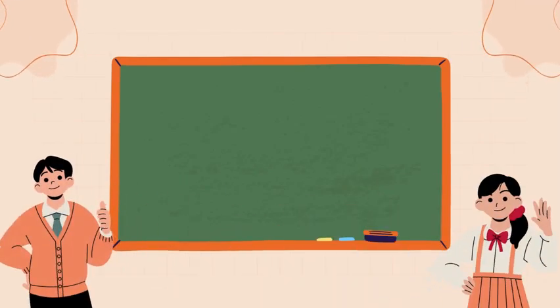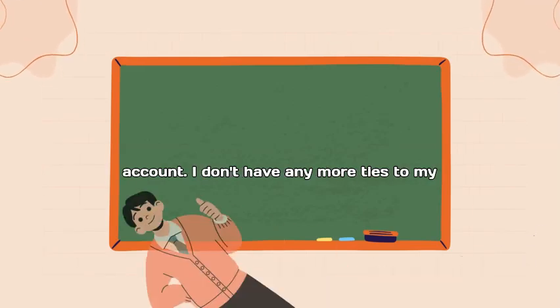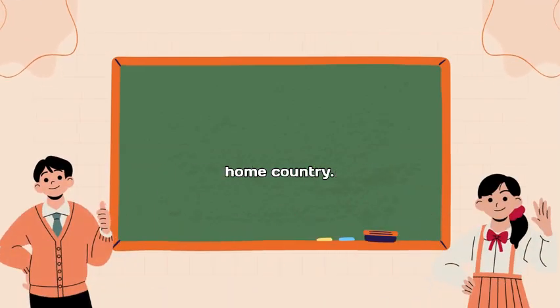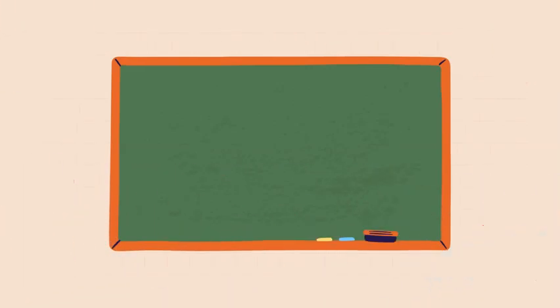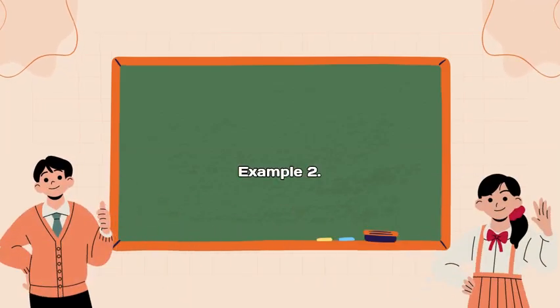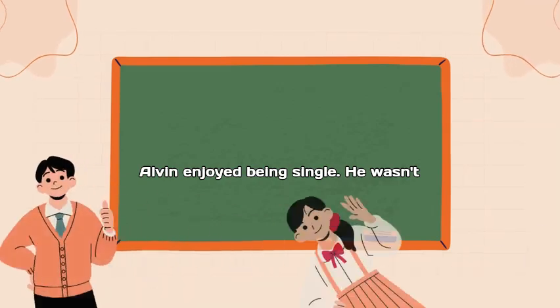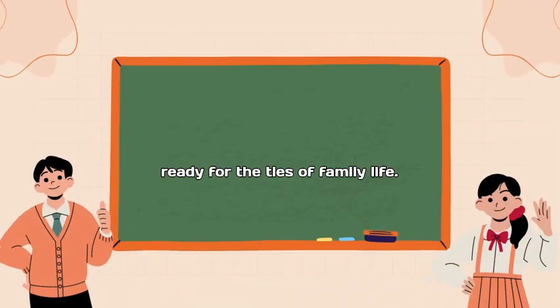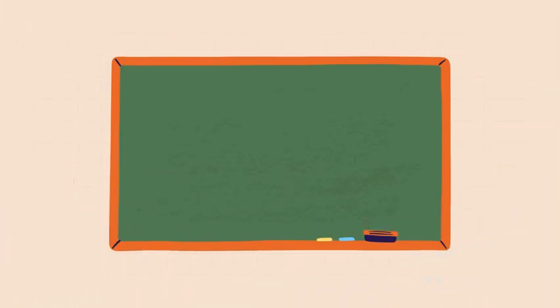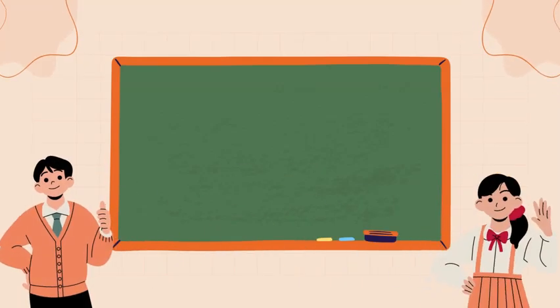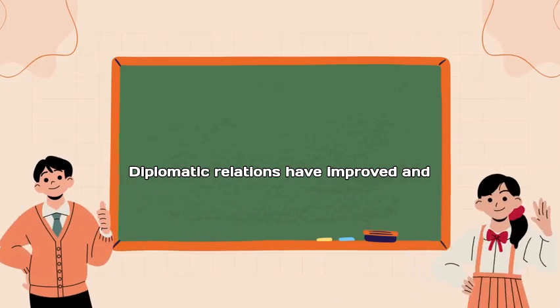Example 1. I sold my house and closed my bank account. I don't have any more ties to my home country. Example 2. Alvin enjoyed being single. He wasn't ready for the ties of family life. Example 3. Diplomatic relations have improved, and the ties between the two countries are stronger.